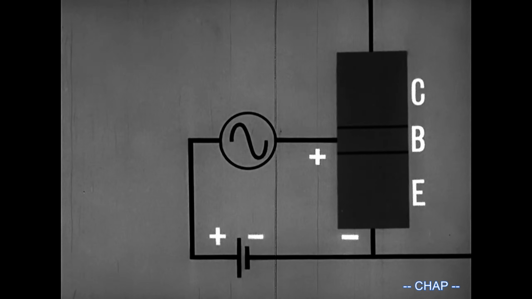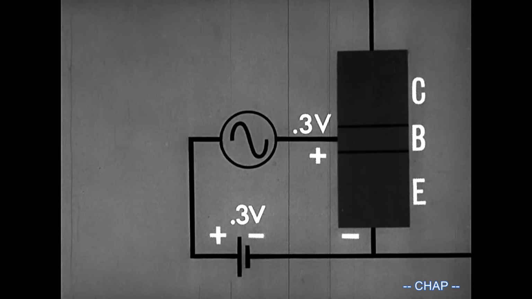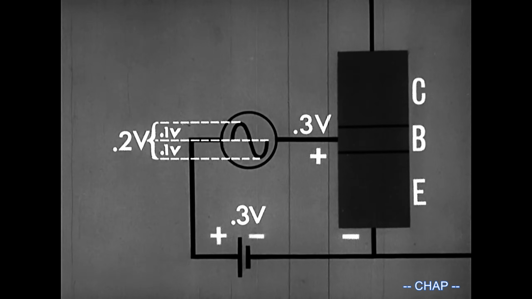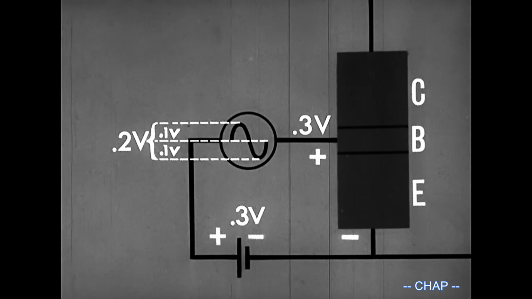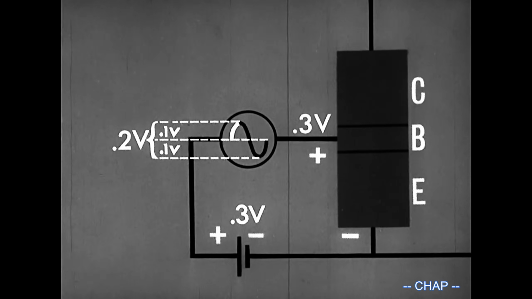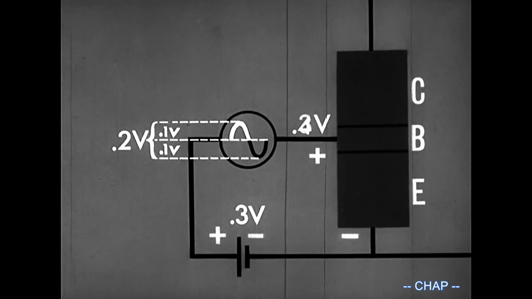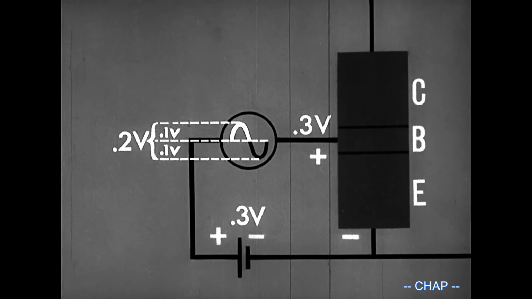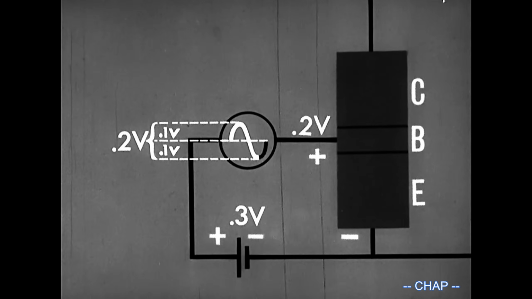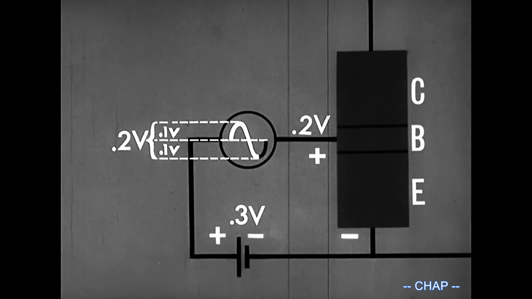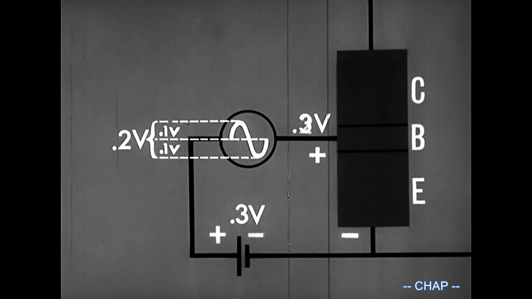To explain amplification numerically, let's assume the forward bias voltage is 0.3 volt and that the input signal is 0.2 volt peak to peak. During the positive alternation, the total forward bias voltage increases from 0.3 volt to a maximum of 0.4 volt, and then decreases again to 0.3 volt. During the negative alternation of the input signal, the total forward bias decreases from 0.3 volt to a minimum of 0.2 volt, and then increases again to 0.3 volt.